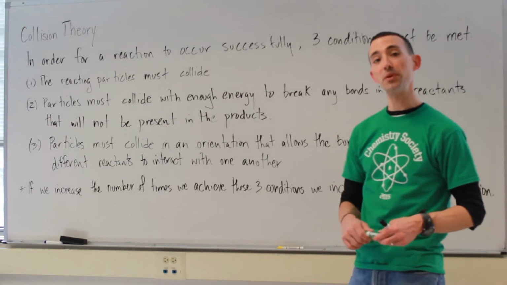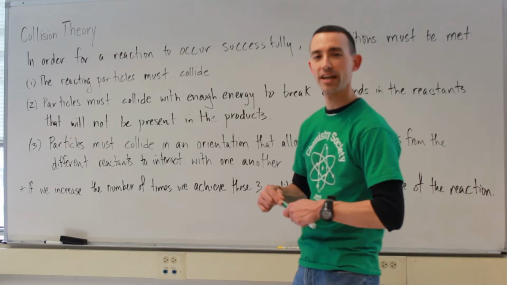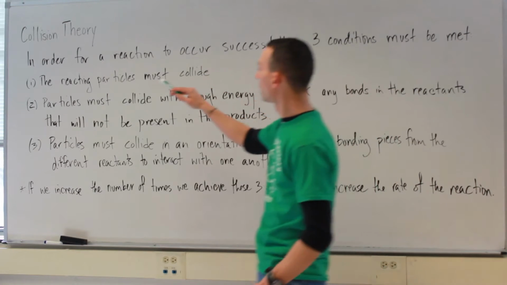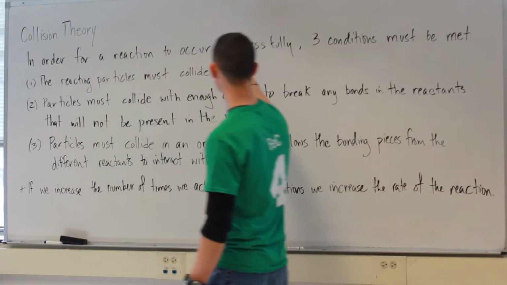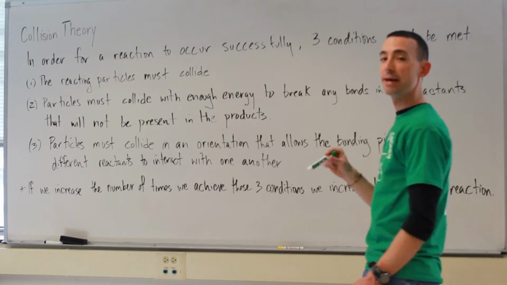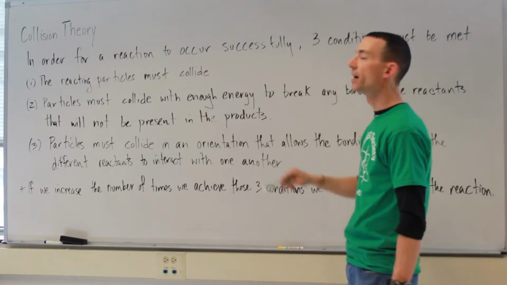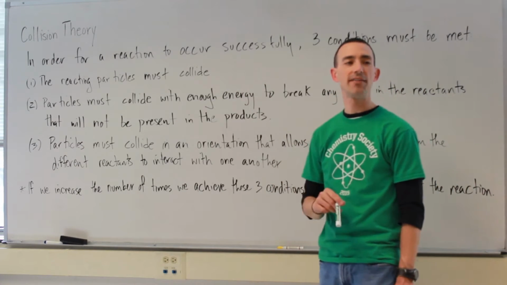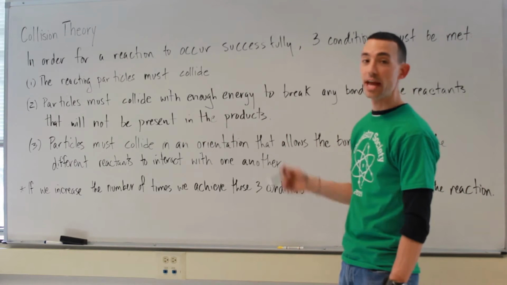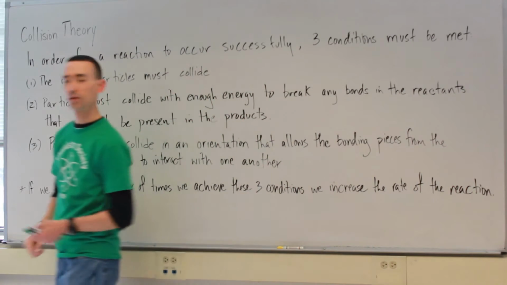But the collision theory is pretty straightforward. I think when we look at it in hindsight after I go through it, you'll say, yeah, that makes a lot of sense. So in order for a reaction to occur successfully, three conditions must be met. If we cannot achieve these three items here, we're not actually going to have a chemical reaction occur. Right? And the first is where the name comes from. The reacting particles must collide with one another.